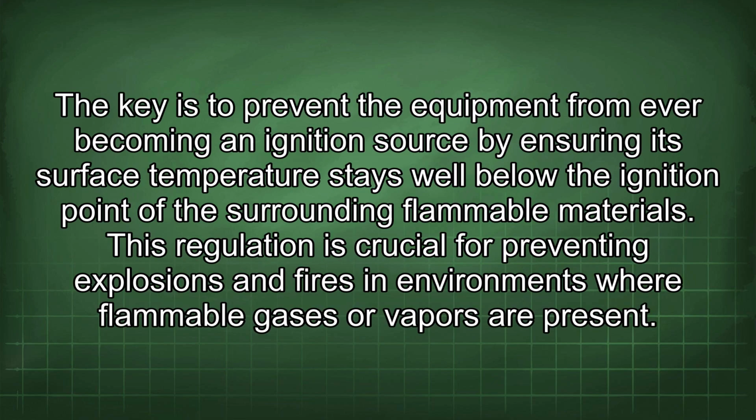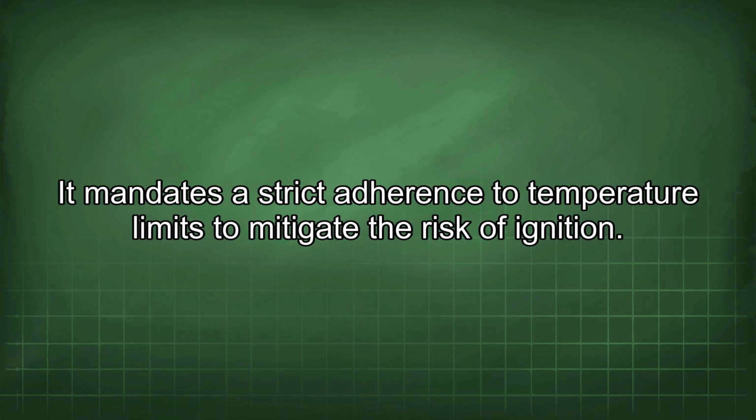The key is to prevent the equipment from ever becoming an ignition source by ensuring its surface temperature stays well below the ignition point of the surrounding flammable materials. This regulation is crucial for preventing explosions and fires in environments where flammable gases or vapors are present. It mandates a strict adherence to temperature limits to mitigate the risk of ignition.